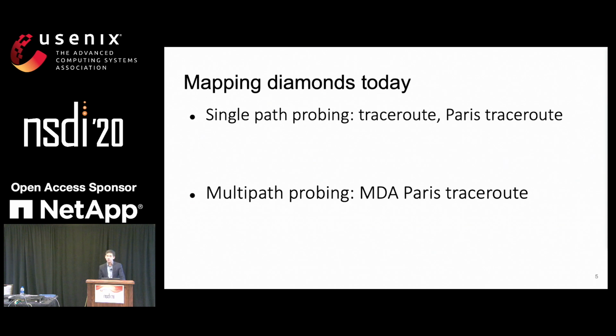So why can't we see these diamonds? Because in order to map these diamonds today, we have basically two options. Either use single path techniques, such as traceroute, or use the multipath technique with NSDI Paris traceroute. And both of these techniques cannot completely capture the diamonds at internet scale. So let's see first the limitations.